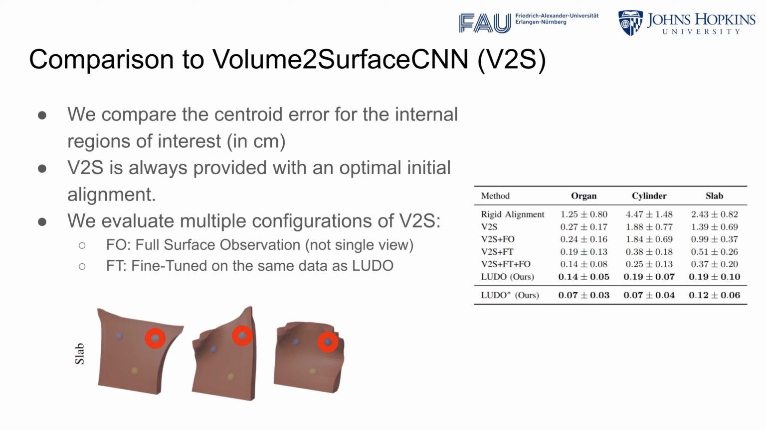Both models are trained for 100 epochs, at which point the accuracy of V2S is saturated. Most importantly, we outperform V2S given the optimal alignment, full surface observations, so not just single view observations, trained on the same data as LUDO. LUDO asterisk shows that LUDO continues to improve noticeably if trained further, in this case for another 500 epochs. We want to mention that due to LUDO's more efficient data representation, one epoch takes orders of magnitude less time to train than one epoch for V2S.